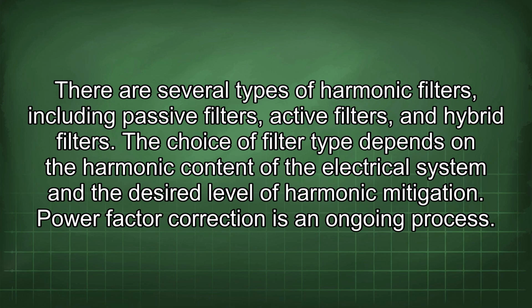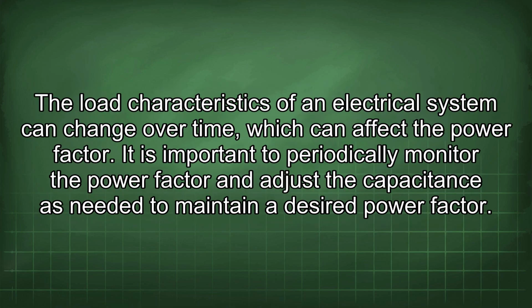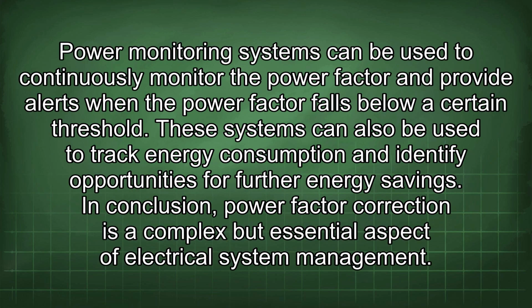Power factor correction is an ongoing process. The load characteristics of an electrical system can change over time, which can affect the power factor. It is important to periodically monitor the power factor and adjust the capacitance as needed to maintain a desired power factor. Power monitoring systems can be used to continuously monitor the power factor and provide alerts when the power factor falls below a certain threshold. These systems can also be used to track energy consumption and identify opportunities for further energy savings.